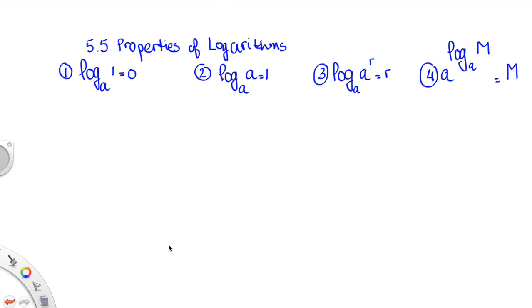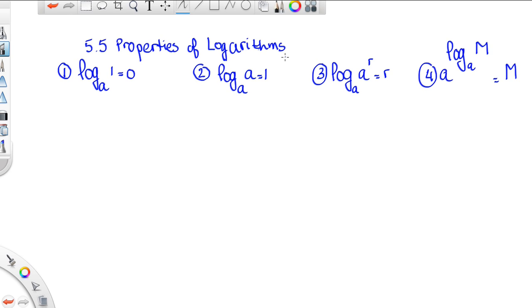5.5 Properties of Logarithms. So we're going to prove some properties, and some of them will be fairly formal, some of them are fairly informal. Most of these you should be able to do if I asked you to. So let's look at the first one.